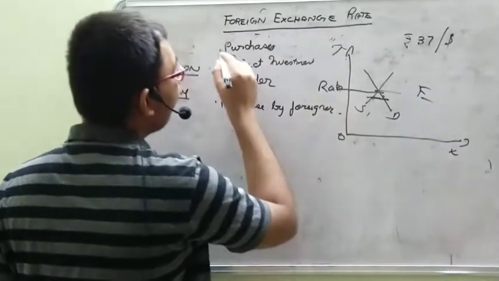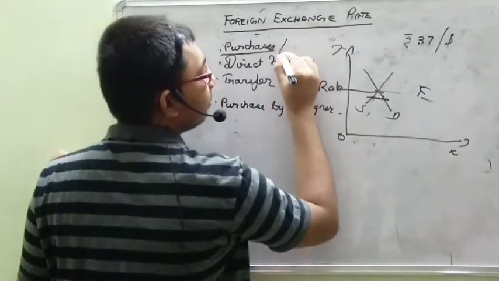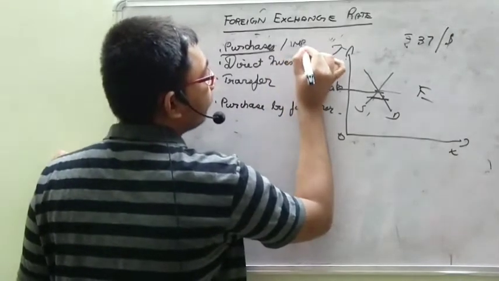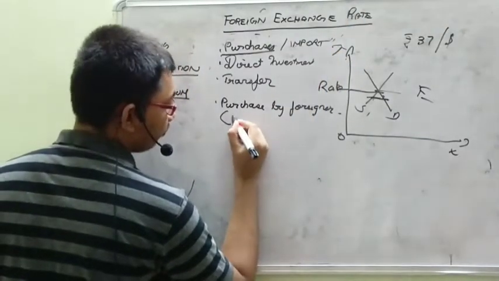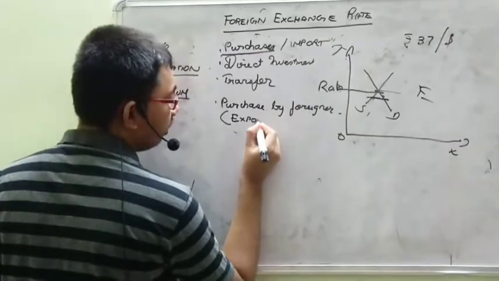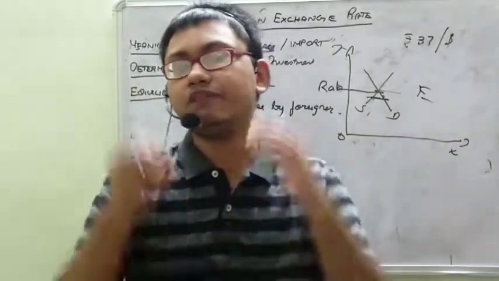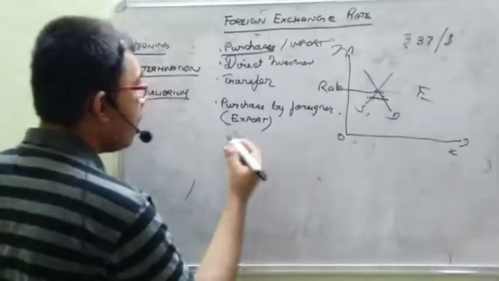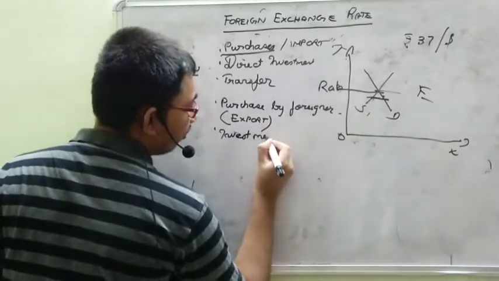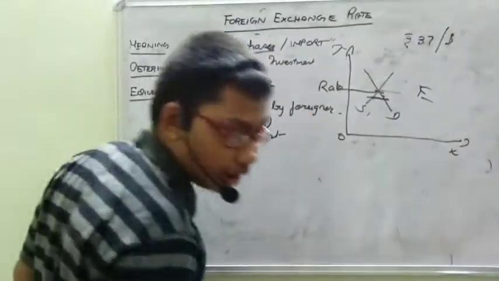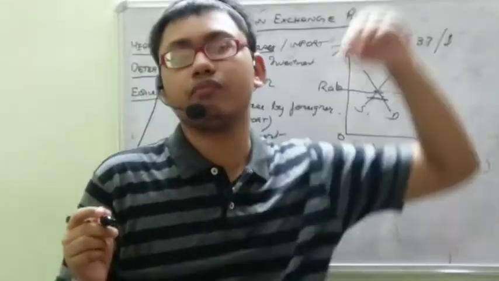Okay, see, if we are purchasing from foreign, what is it called? Generally it will be called import, because we are buying from a foreign country. Purchased by foreigners is export. Whenever we are giving anything to the foreigners, it will be called export. Or they are coming here and investing in our country, or our non-residents who are working there.